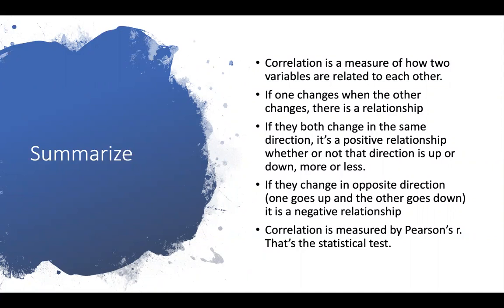So to summarize, correlation is a measure of how 2 variables are related to each other. If one variable changes when the other changes, then you have a relationship. If they both change in the same direction, it's positive. If they change in opposite directions, it's still a relationship. It's just a negative relationship. It's not a zero relationship. It's a negative relationship. Correlation is measured by Pearson R.